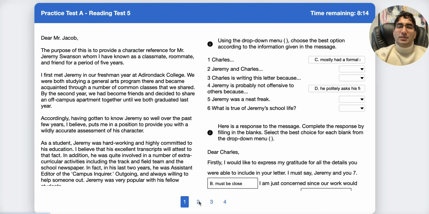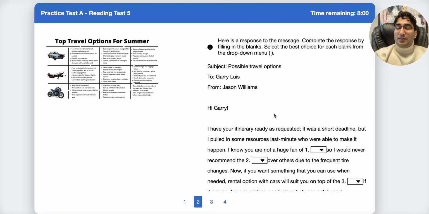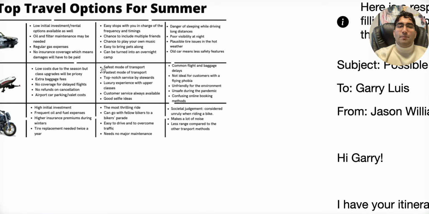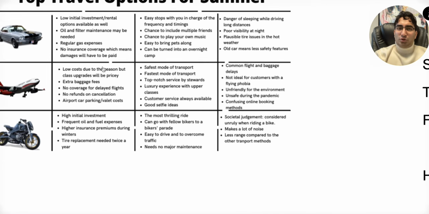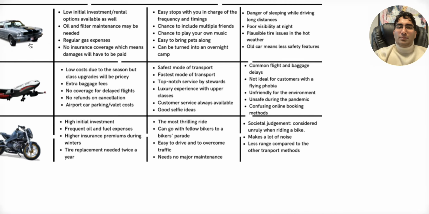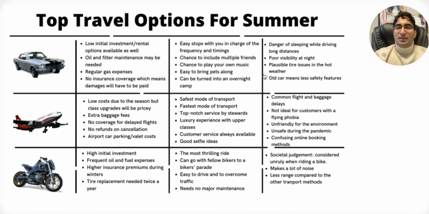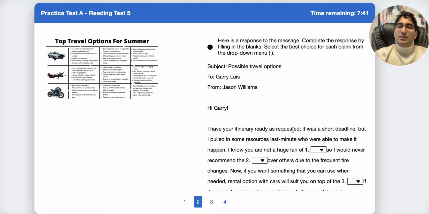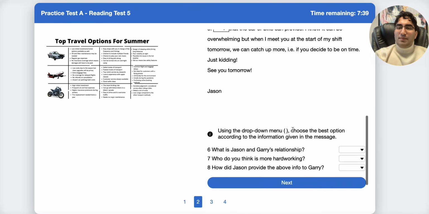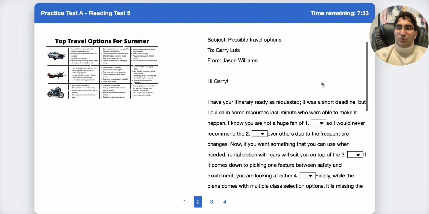Now when you go to part 2, CELPIP does something very different from other exams. It shows you a picture. So in the picture you will have a bunch of options. It's almost like a brochure, and you will see, for example, here you have a car, you have these qualities or features of the car, then the airplane, then the bike, and these are your travel options for summer. The questions are on your right hand side based on the picture, so you're going to extract information from the picture to answer multiple choice questions here.